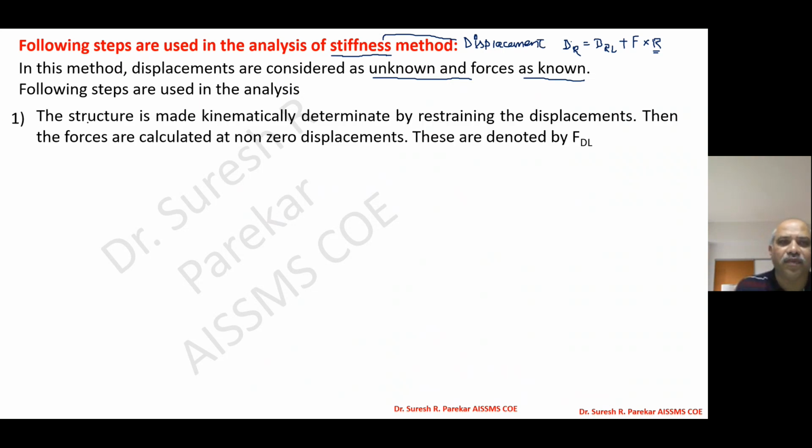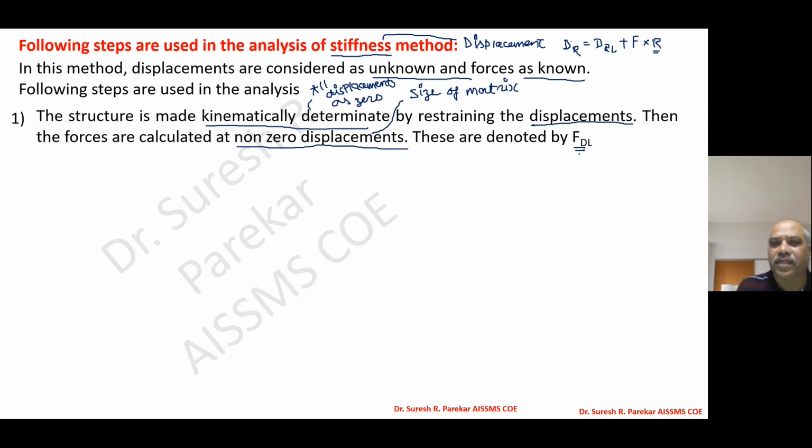We have to go through the following steps. First, the structure is made kinematically determinate by restraining the displacements. We have to find out the non-zero displacements, and the number of non-zero displacements is the size of the matrix. Kinematically determinate means we have to make all displacements zero.